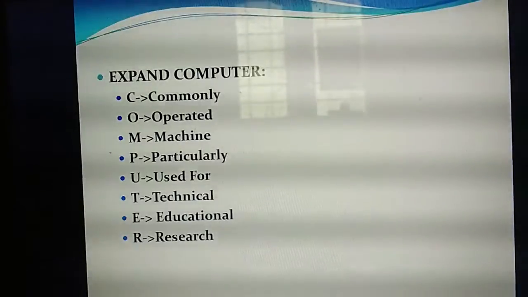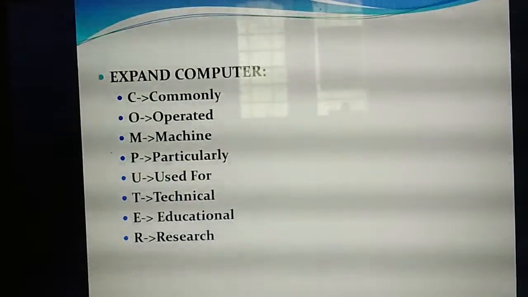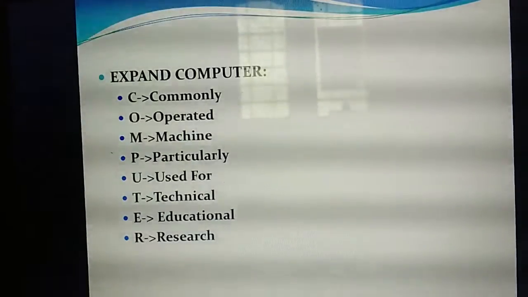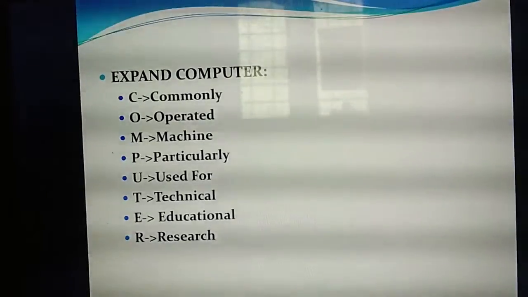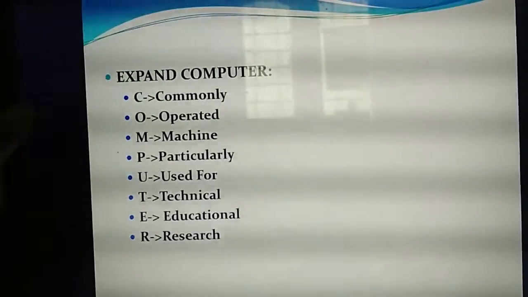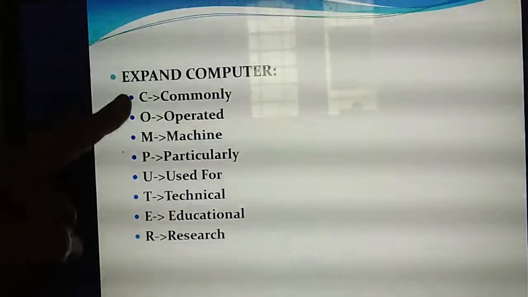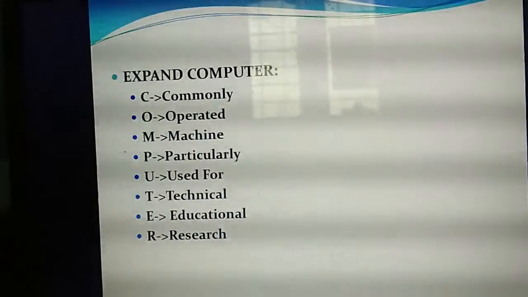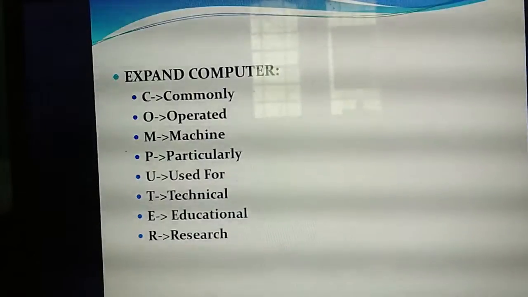But after completing engineering studies also, many students, if you ask what do you mean by computer and what's the expansion, most of them don't know the answer. So before I start this chapter, I am giving the expansion of a computer. What's a computer? How many letters? 1, 2, 3, 4, 5, 6, 7, 8. Totally 8 letters. First, remember this one.